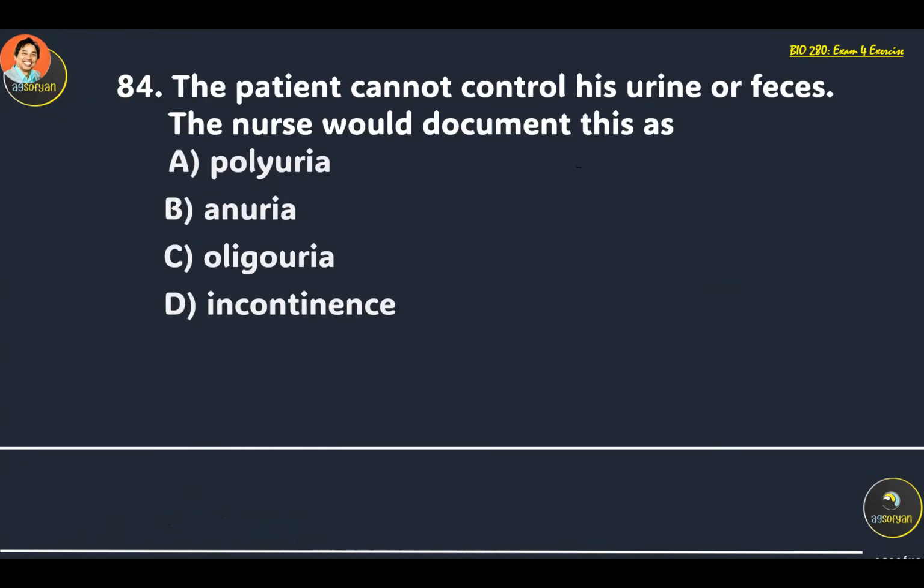The patient cannot control his urine or feces. The nurse would document this as, this is not, this is not, this will be the answer. Incontinence.